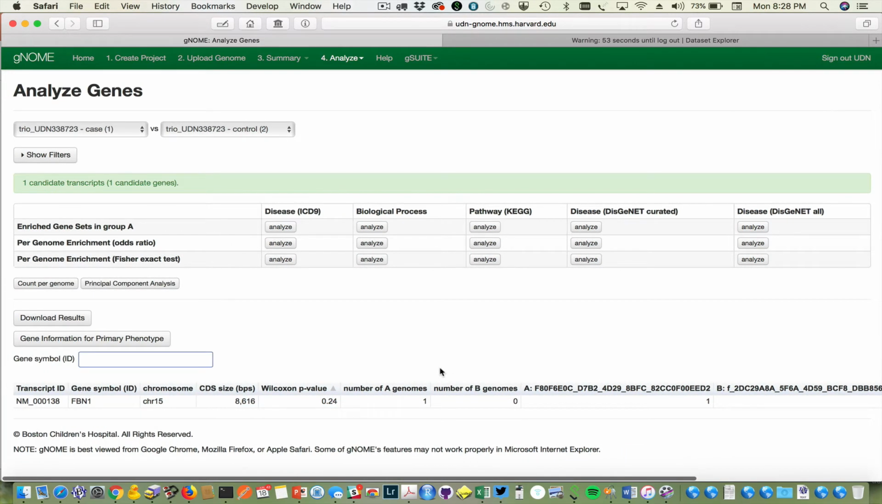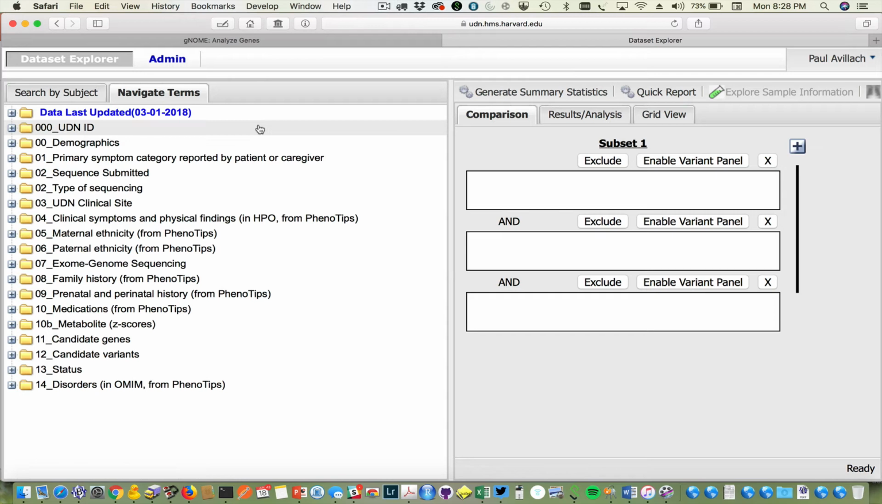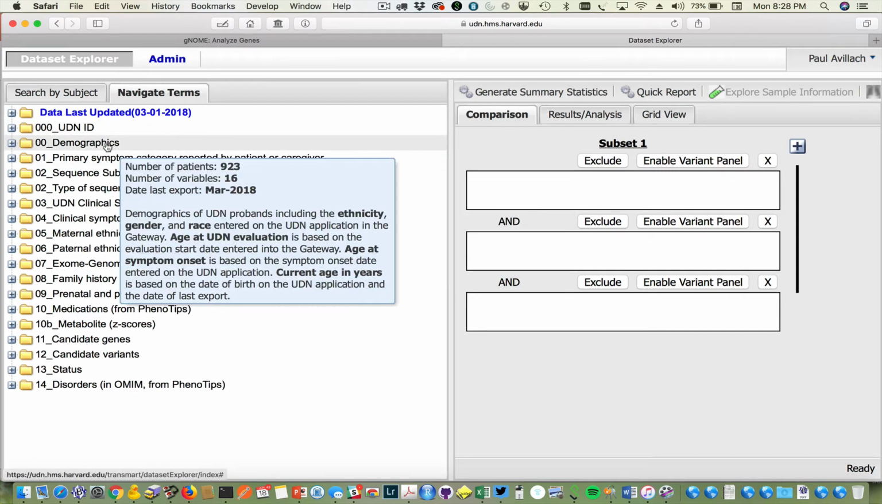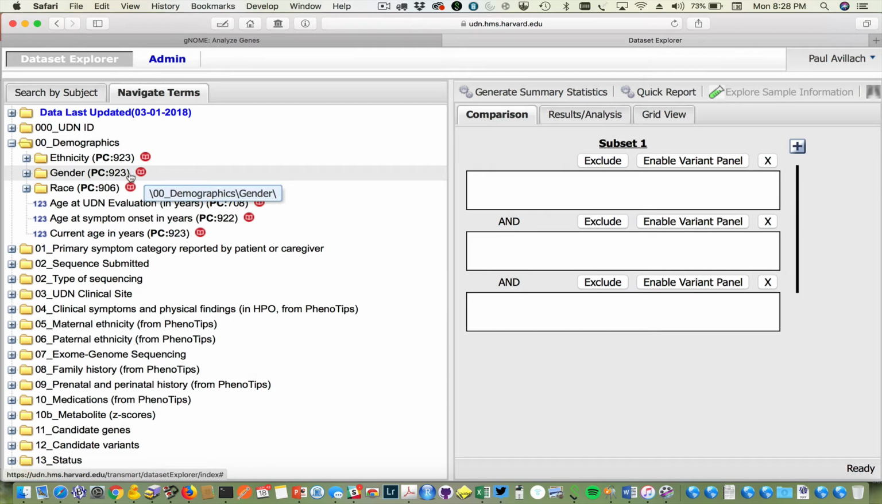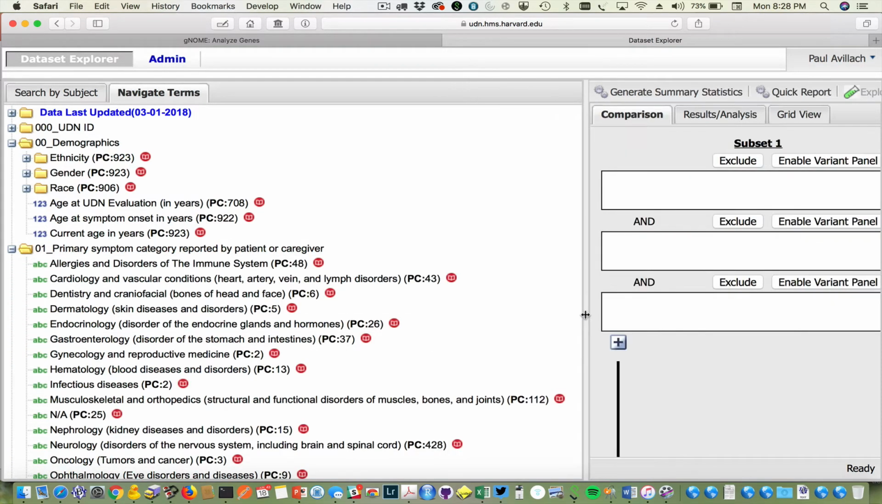So this is an example of using the VCF data. Now looking at the population level, I can explore all the data coming from all the demographics across this UDN database, where more than 923 patients have been integrated. I can explore the primary symptoms reported by the patient caregiver. There are 43 patients, for example, with a cardiovascular or vascular condition.